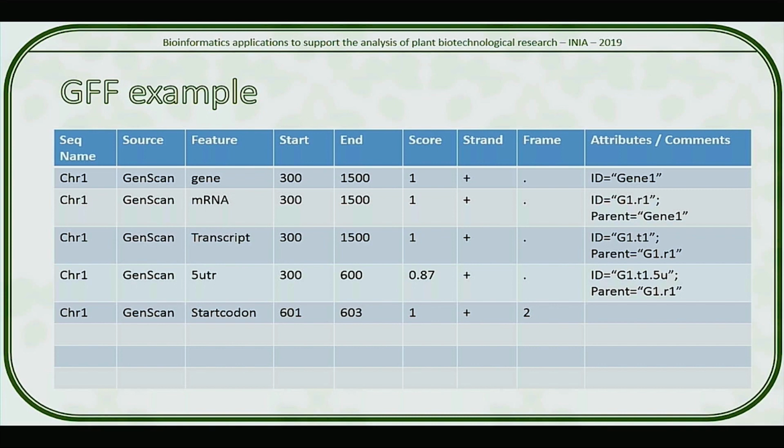Second line, it's a messenger RNA. The ID we're calling it G1R1. That's the code we went for, and then there is another key part, Parent. This is a subfeature of another bigger feature. So the bigger feature is gene1. This is the parent of this messenger RNA, the one that we defined here. So just by the definition of a parent in the comments or attributes, we're saying what's the hierarchy of this feature. This is a child of gene1.